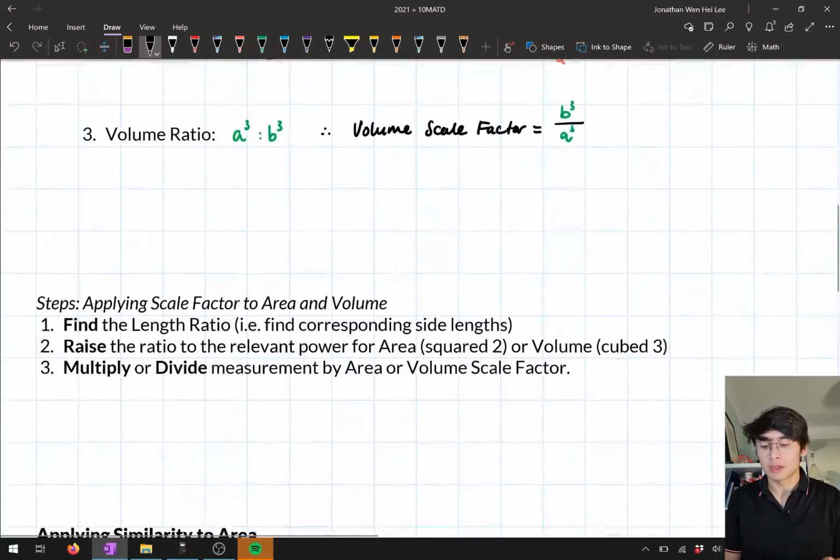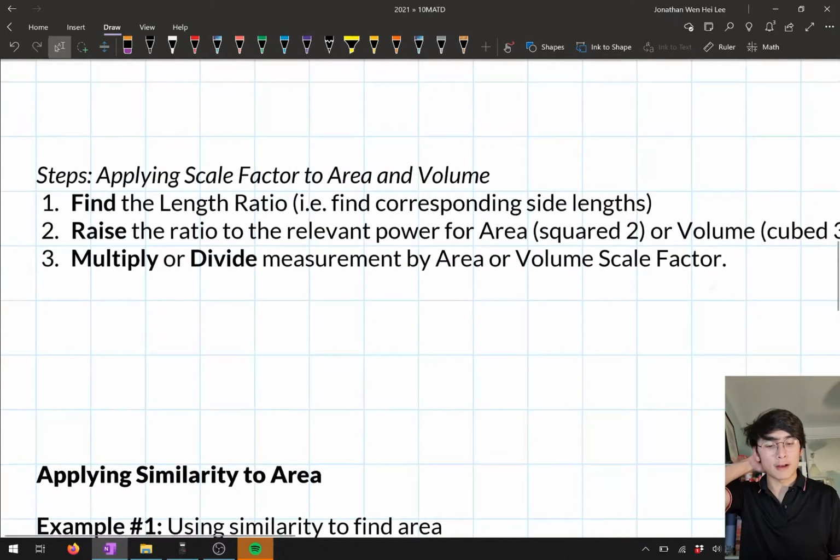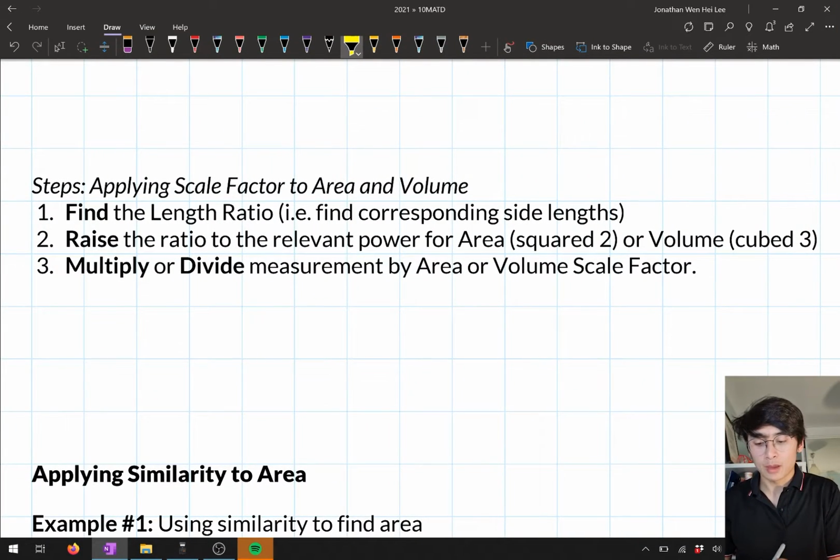So here we've got a few steps I want to identify for applying scale factor to area and volume. Firstly, find the length ratio, that is, the linear scale factor, by finding corresponding side lengths. Then we raise the ratio to the relevant power: square or cube those numbers depending on whether we have an area or a volume. Then we multiply or divide the measurements by the area or volume scale factor, just like we did in the previous examples in the last couple of lessons.